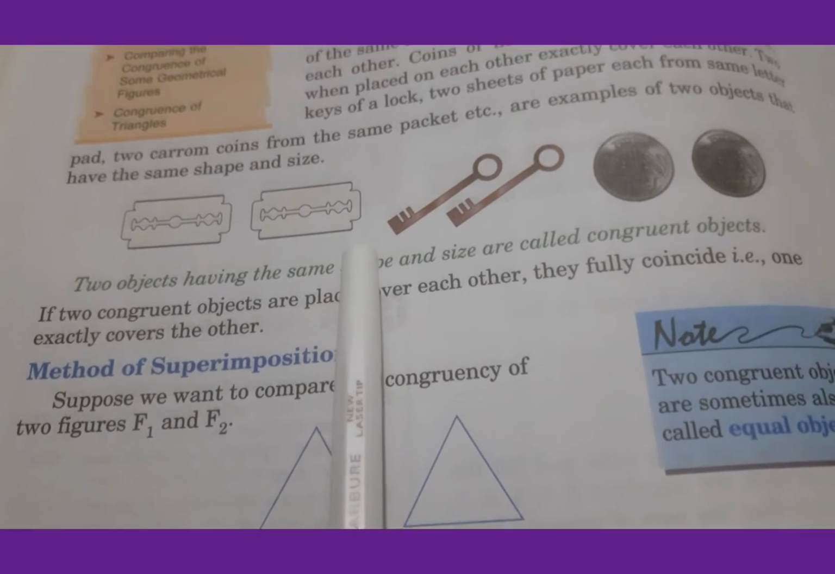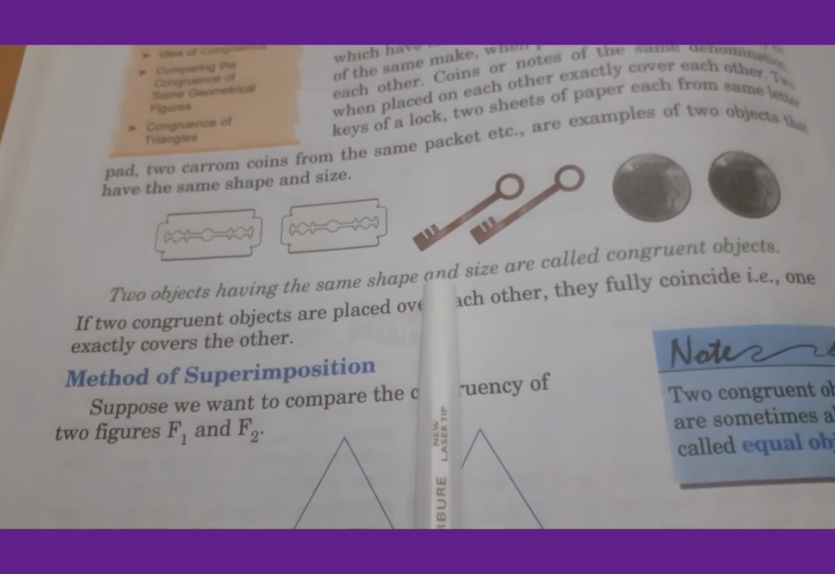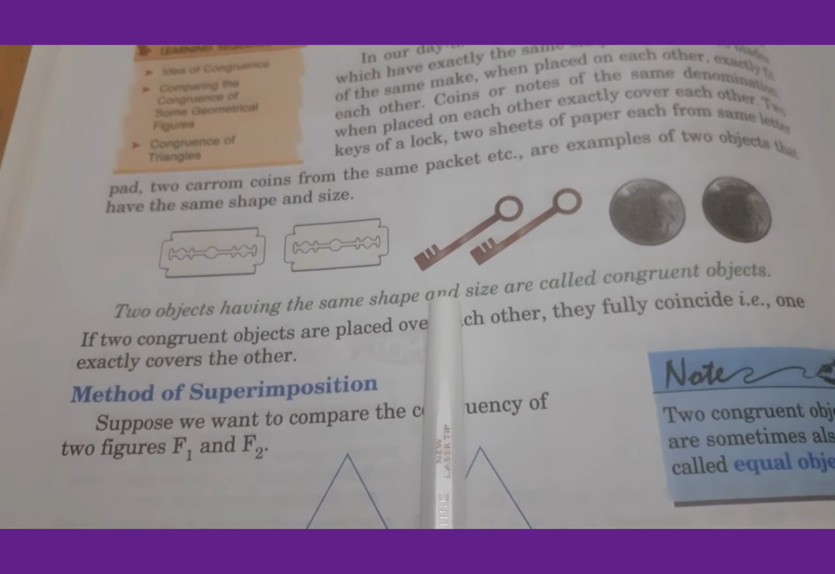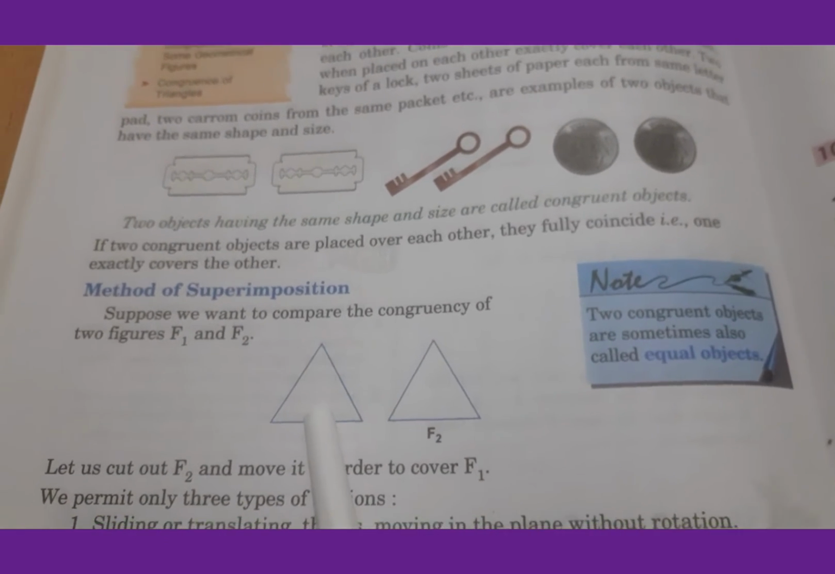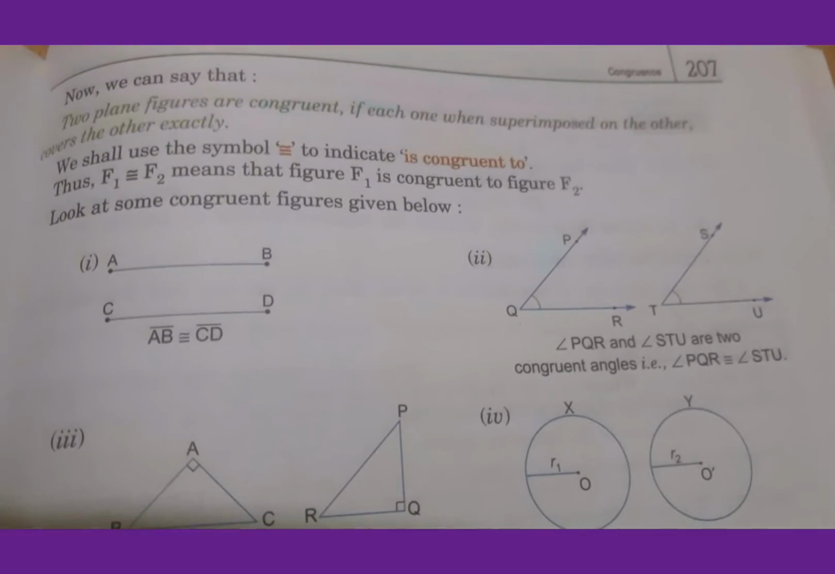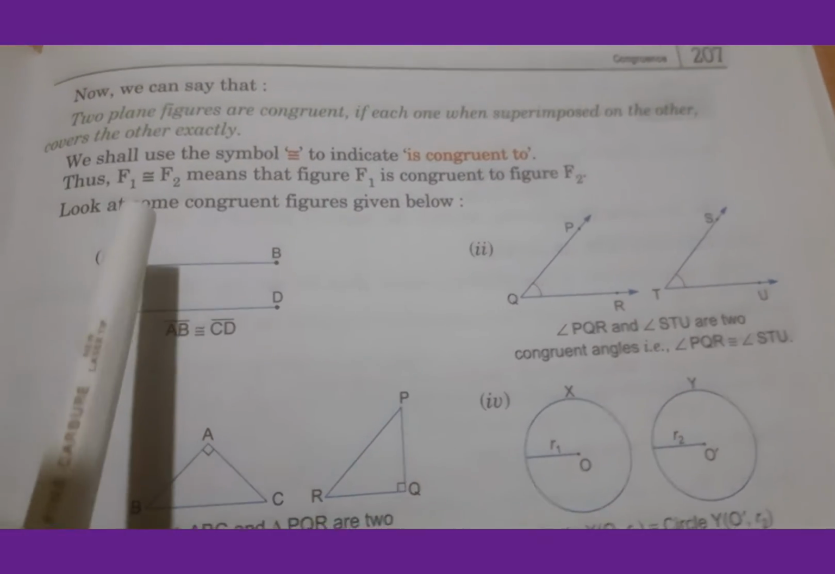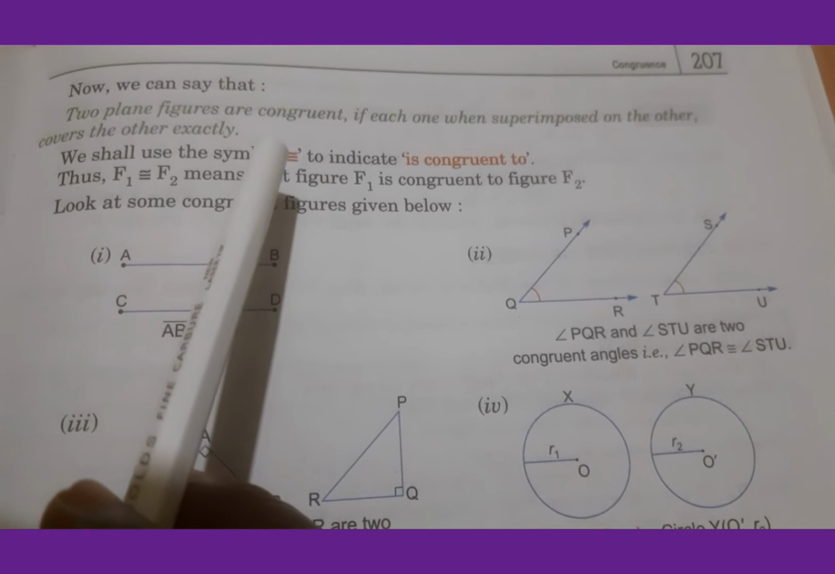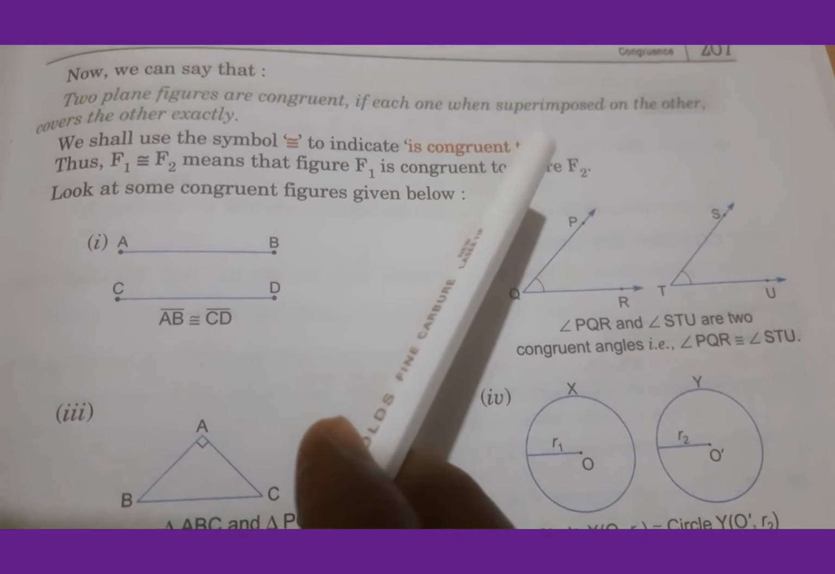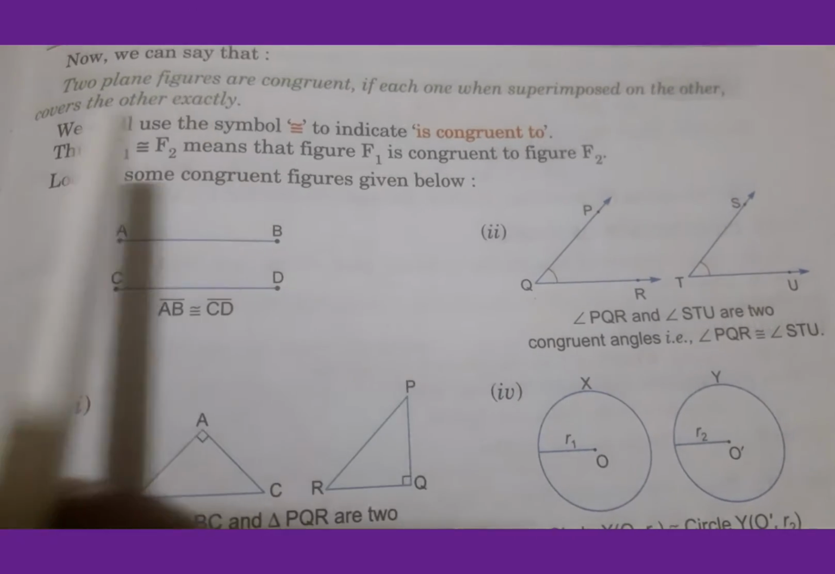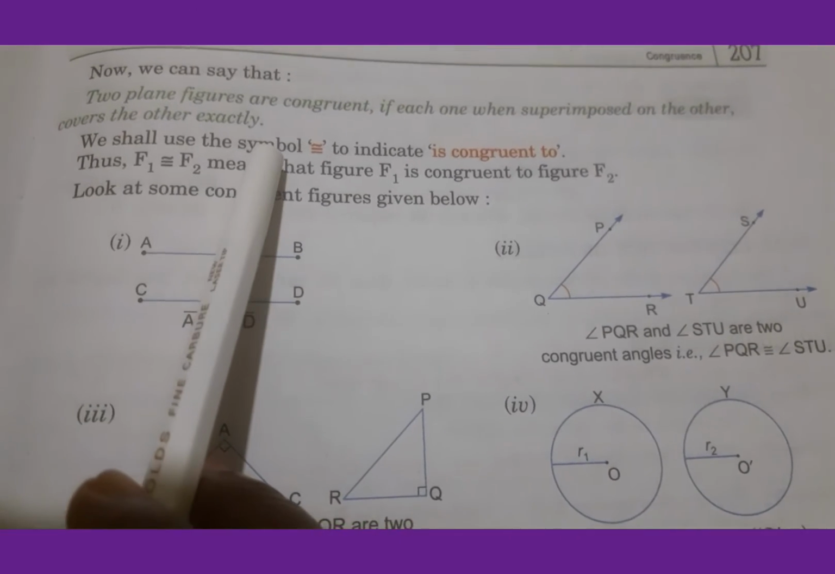But these are examples of solid objects that we can see in our daily life. Now, what about the plane figures? Plane figures are congruent if each one of them, superimposed on the other, covers the other exactly.